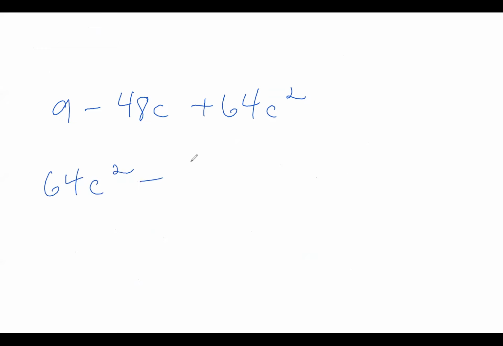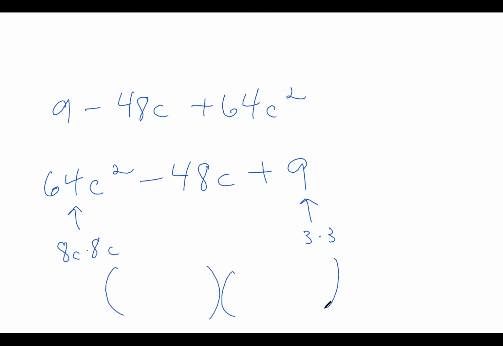Let's see. The original problem was 9 minus 48c plus 64c squared. So you could rearrange your terms, put them in descending order. The 64c squared would go first, then minus 48c, and then since that 9 is positive, you'd write plus 9. Maybe that looks better to you, and that's fine. This time, maybe notice that the first term, 64c squared, that could be 8c times 8c, and then the last term, that could be 3 times 3 equals 9. So maybe when I set up my parentheses, 8c times 8c, that would be my first 2 terms, and then 3 and 3 would be my last 2 terms.